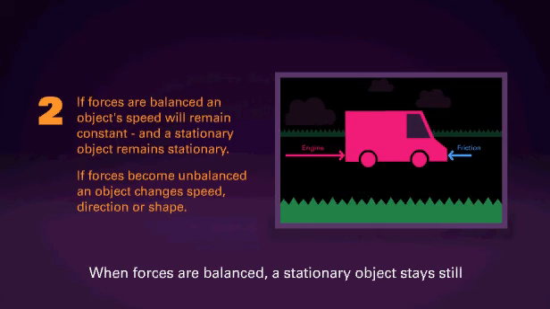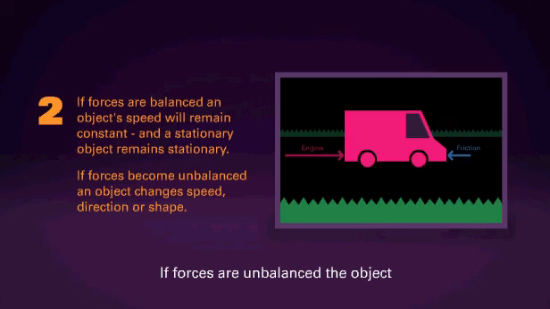Balancing forces. When forces are balanced, a stationary object stays still and a moving object moves at a constant speed. If forces are unbalanced, the object changes speed, direction or shape.